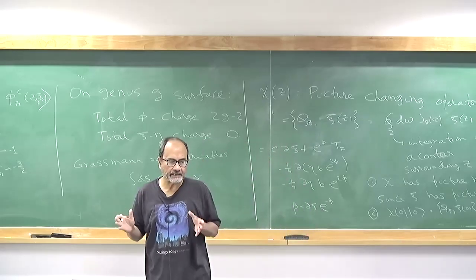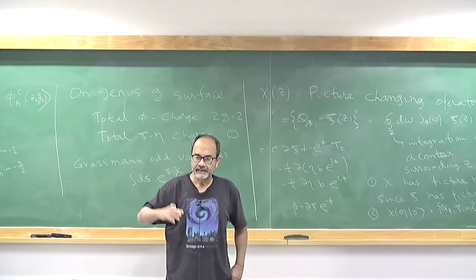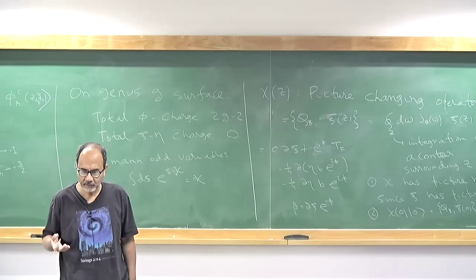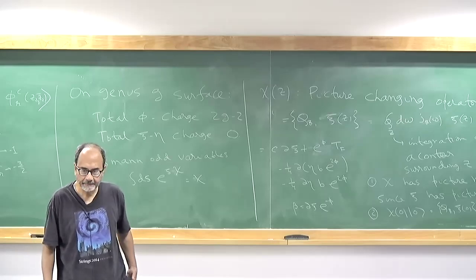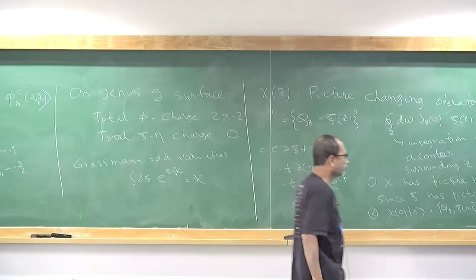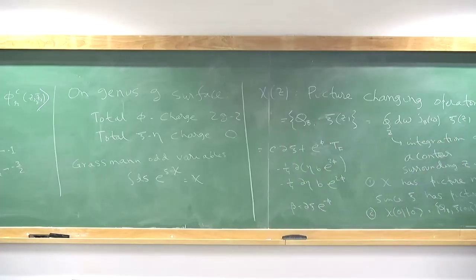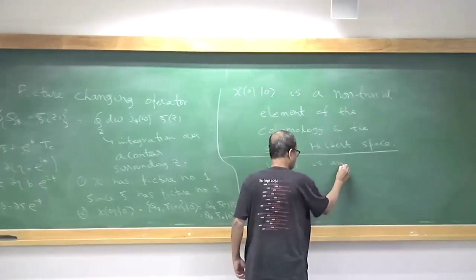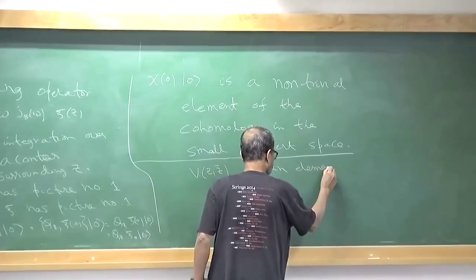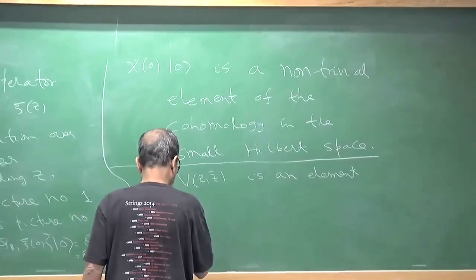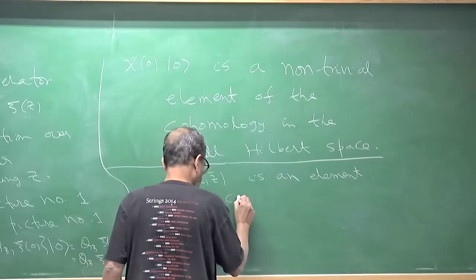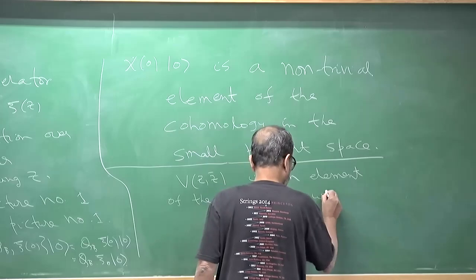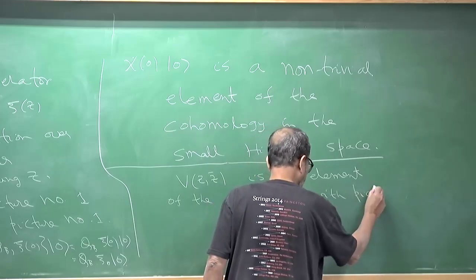So this chi allows us to move between different picture numbers in the cohomology. Okay, so let me explain how that works. Let's suppose that V of z bar is an element of the cohomology with picture number Q.